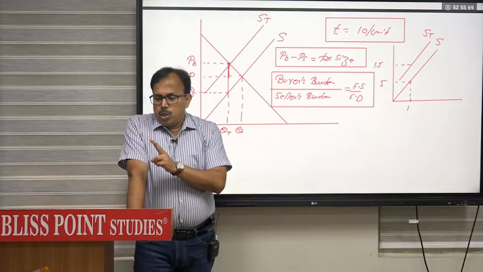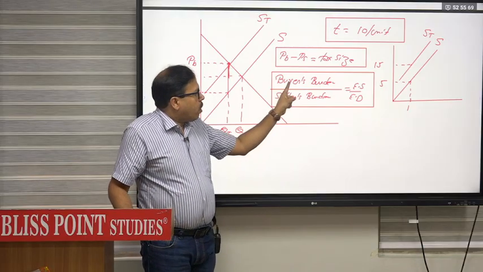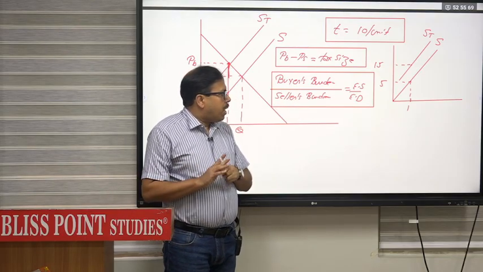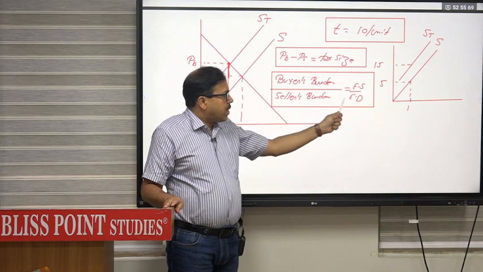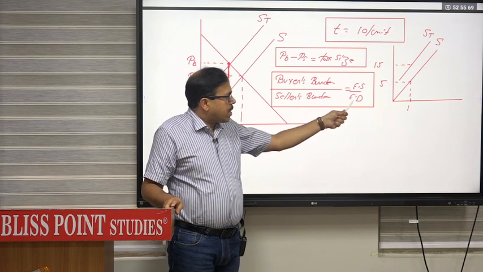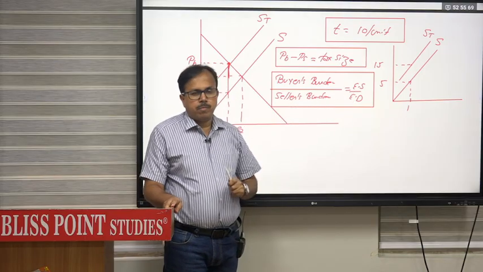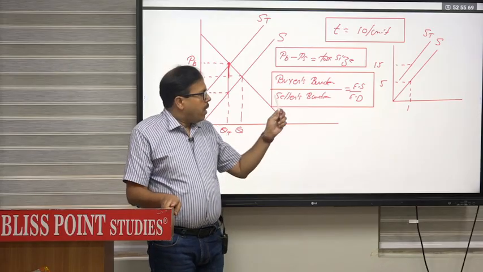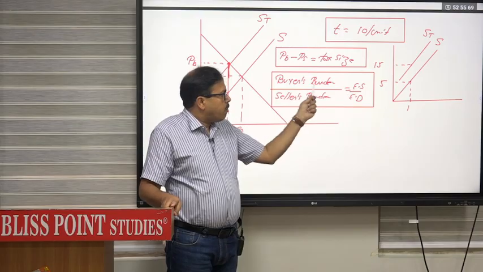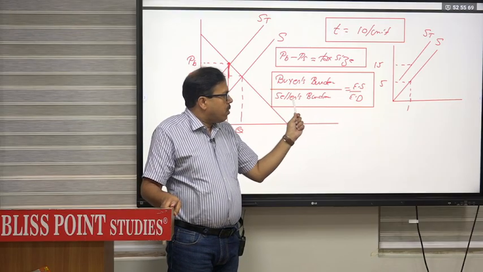Now from this equation, in fact, 4 relations follow. First, burden on the buyer varies directly with elasticity of supply. Burden on the seller varies directly with elasticity of demand. Burden on the buyer varies inversely with elasticity of demand. Burden on the seller varies inversely with elasticity of supply. I repeat, the greater the elasticity of supply, the greater will be the burden on the buyer. The greater the elasticity of demand, the greater will be the burden on the seller.